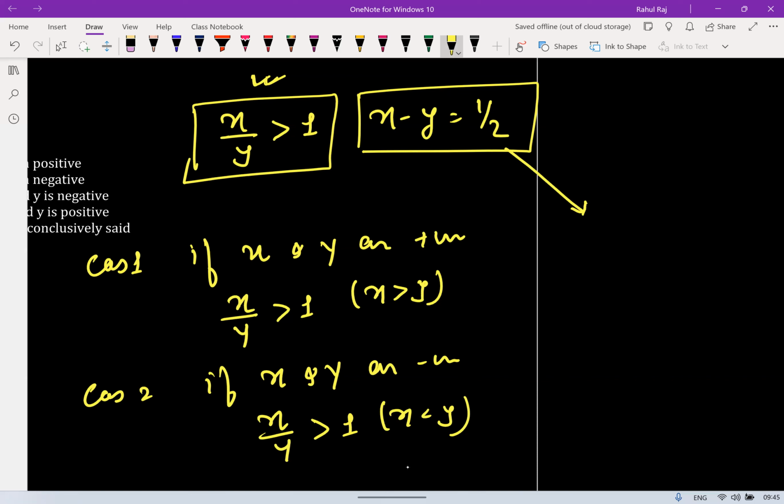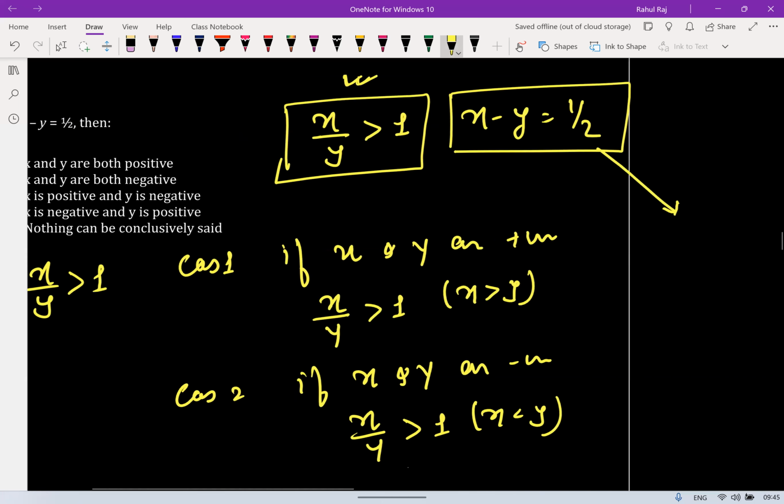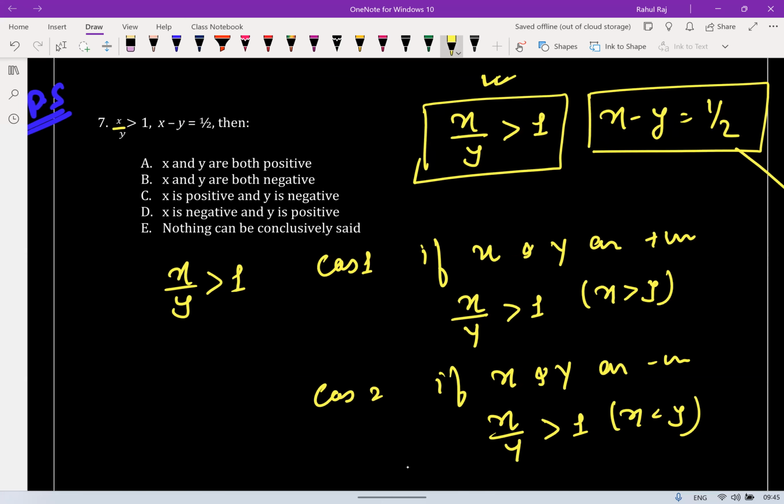But the question is not asking for select all that apply. It's just asking for one. But they are giving you all the options. It is similar; the questions can also be asked in terms of x and y, positive, negative, select all. So the questions can be framed in a different way. Here you see it's written x and y both are positive, both are negative, x is positive, y is negative, x is negative, y is positive, nothing can be conclusively said.